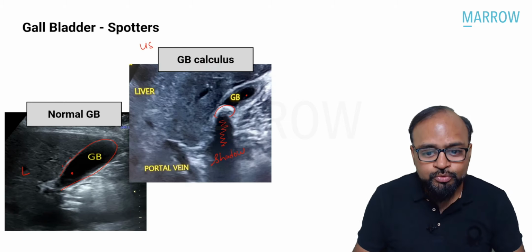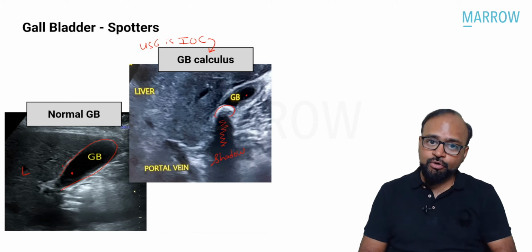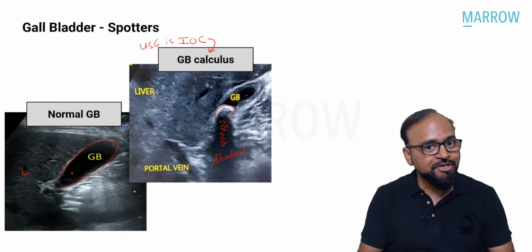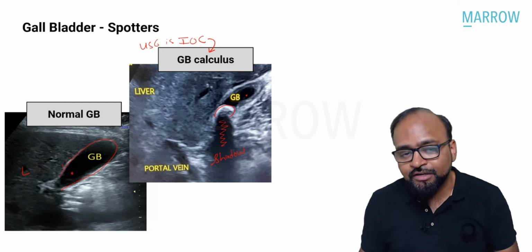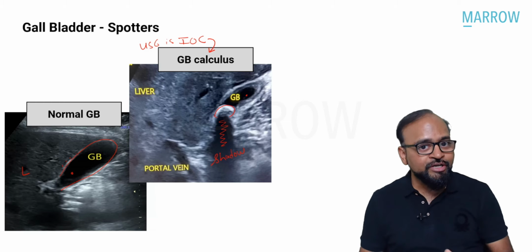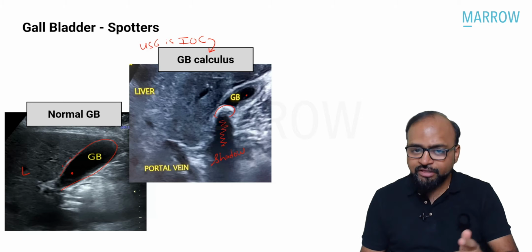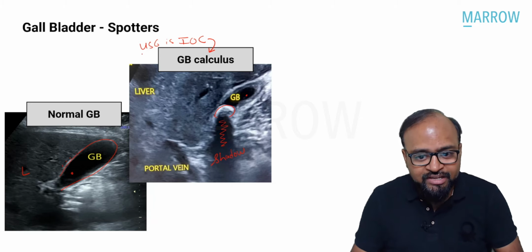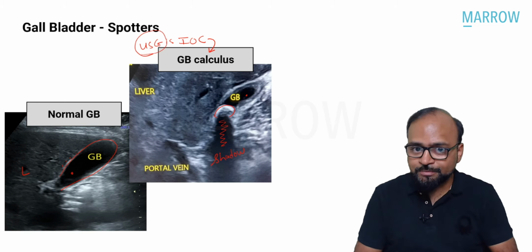Remember, USG is the investigation of choice for biliary calculi or gallbladder calculi. Why so? Because these biliary calculi have poor calcium content, and therefore if you do an X-ray or even a CT scan for that matter, these calculi might not be visible on X-ray or CT. And therefore if they ask you what is the investigation of choice for biliary calculi or gallbladder calculi, it is going to be ultrasound. This is an important concept I want you to know.